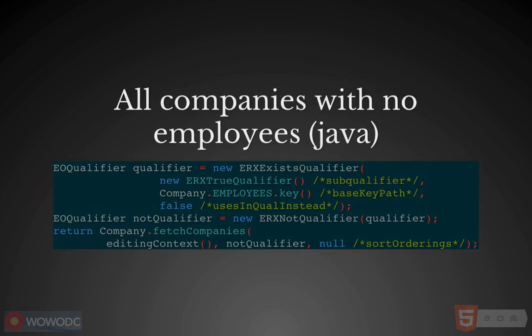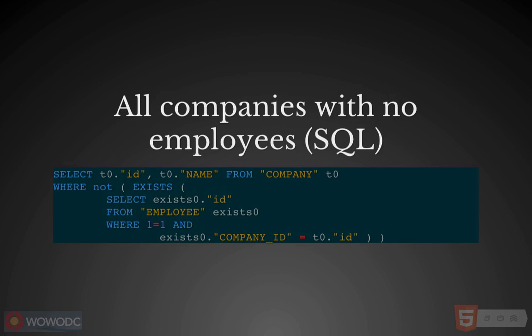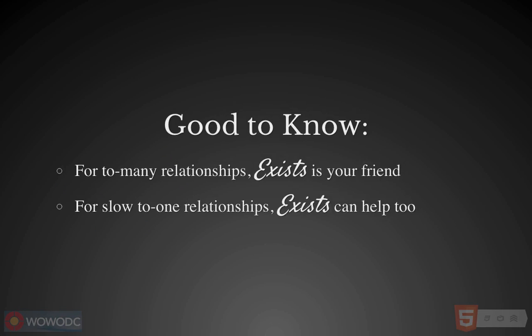What about if you want to see if it's null, if it's an empty relationship? All you have to do is wrap it with an ERX not qualifier or an Apple not qualifier. You just wrap it with a not qualifier. And what does that do? It just says where not exists. It's really simple. There's no problems. For to-many relationships, exist is your friend. For slow 2-1 relationships, exist can help you there too.